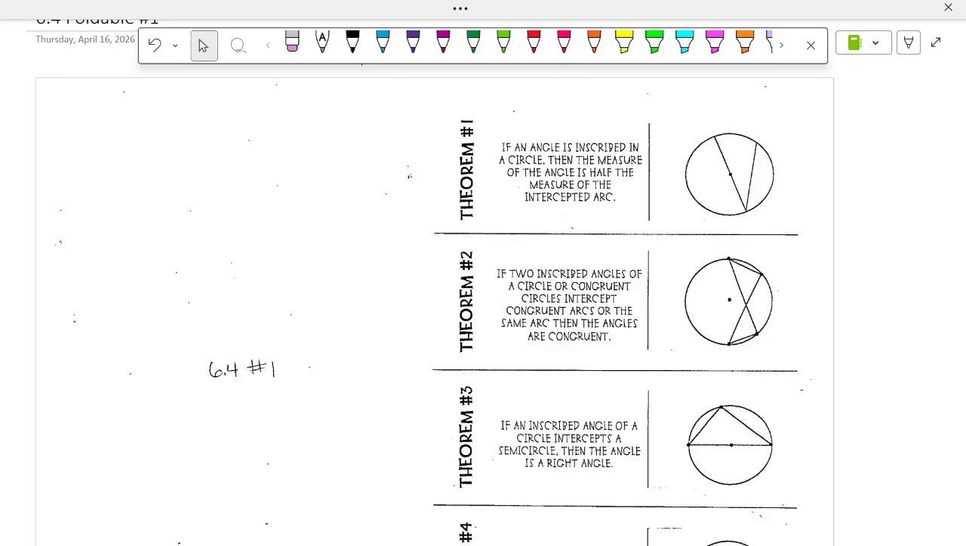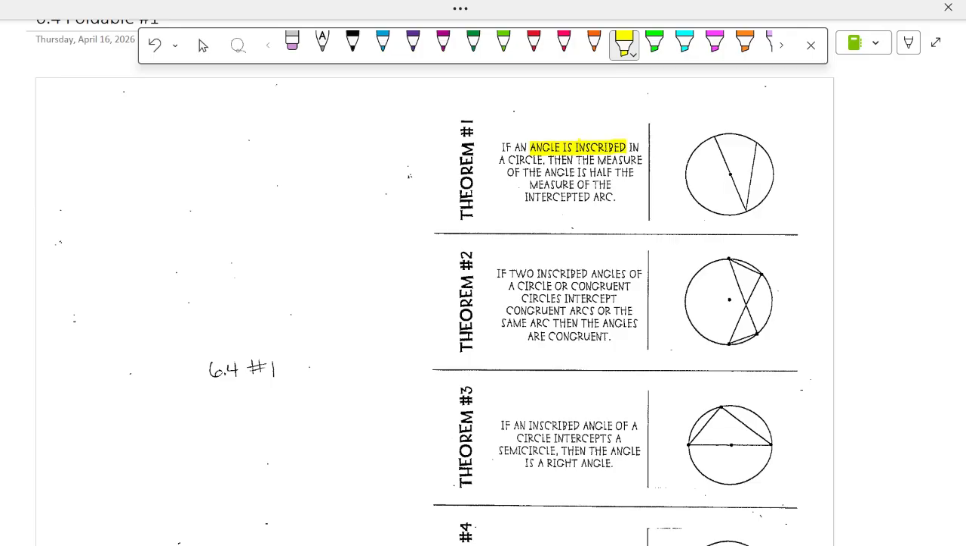Now, the thing about circles is that angles drawn within circles actually have special properties depending on how they're drawn. The first angle that we learned about was a central angle, meaning that its vertex is at the center. That's its defining quality. And the property that is true about it is that it is congruent to its intercepted arc. Well, we're going to talk about some other types of angles today on circles. So the first type we're going to talk about is the inscribed angle.